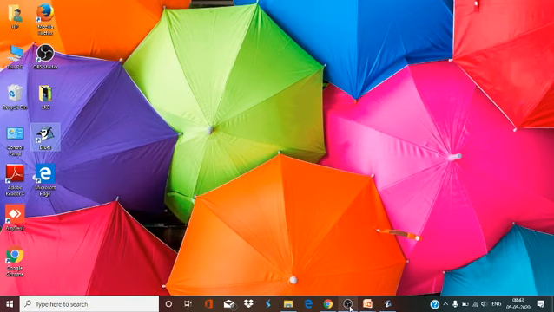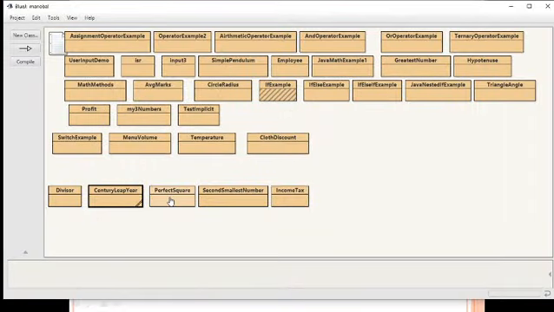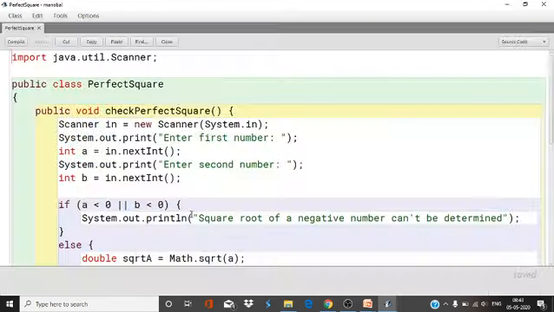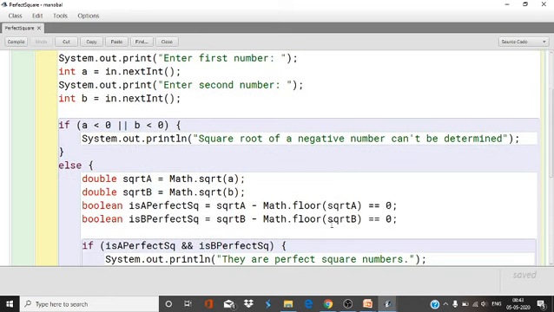Let's see what the logic for this will be. I have taken the first number and also the second number. Up to here, no problem. Through the util package and the Scanner class, I have taken these two numbers. If a number is less than 0, it means negative, so the square root of a negative number can't be determined. That is the message I have.